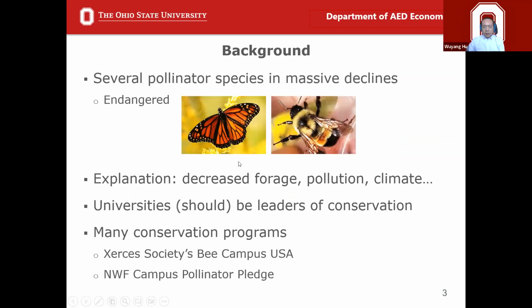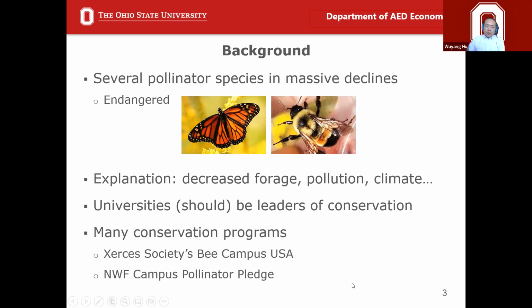I've shown 2 pictures here, the monarch butterfly, and this is called the rusty-patched bumblebee. They're both endangered. Mary talked a lot about the background, about the decreased forage, pollution, urbanization, climate change, all that kind of issues that contribute to the decline of insects, and particularly some of the signature insects that we hear more often in the news or radios. But the point is, should universities be involved in conservation, and particularly insect conservation?